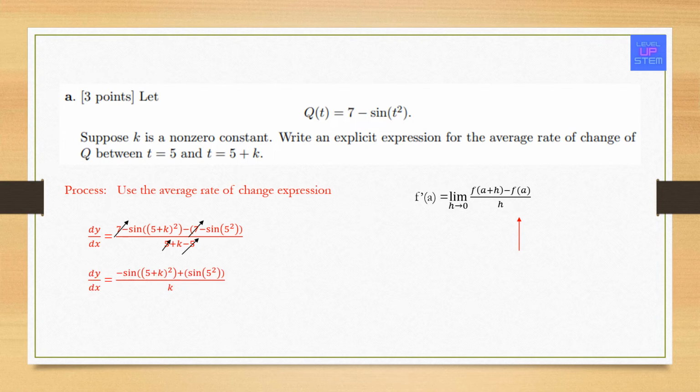We can cross out our 7s, and we can cross out our 5s. Once we remember we're doing delta y over delta x, so that's why that's written like that. And we can cross those things out to get our final answer without those 7s and without those 5s. And that's our average rate of change.